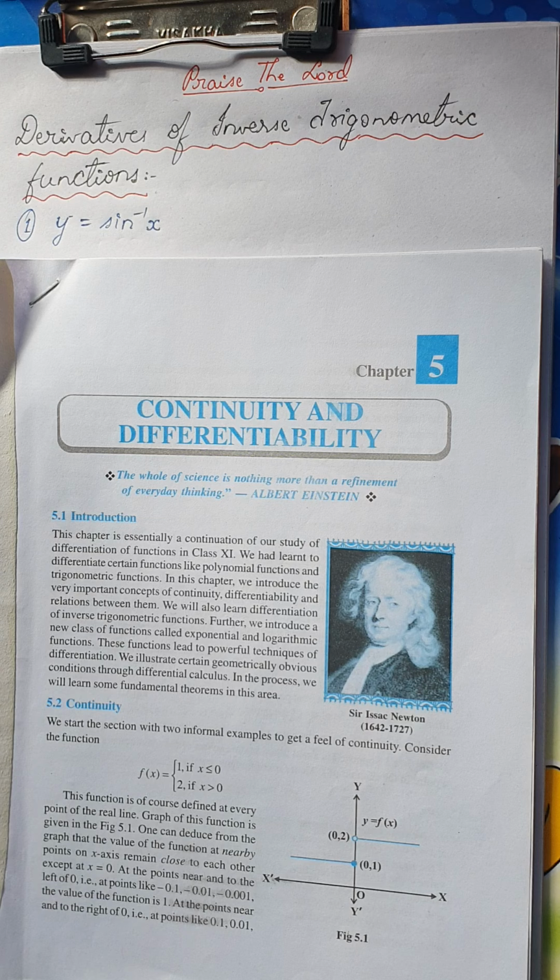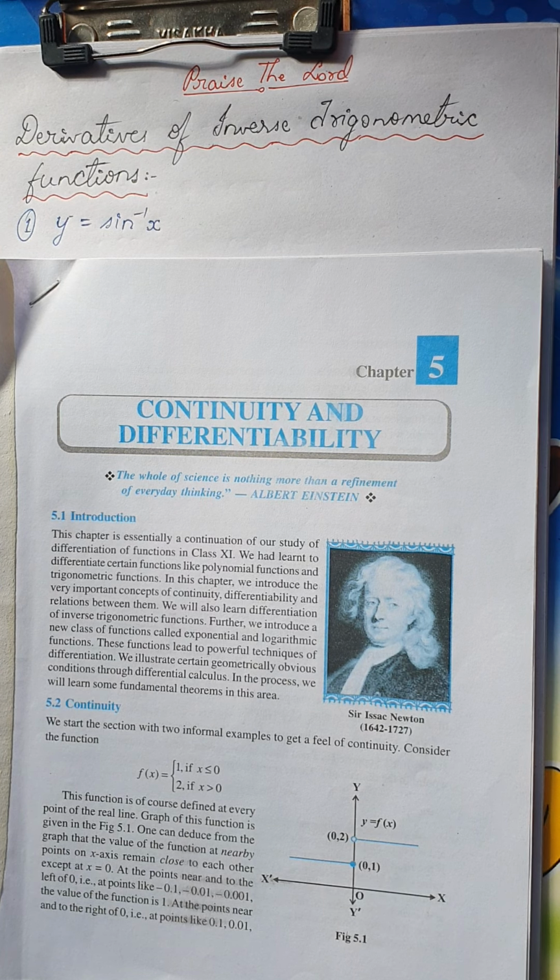Friends, we have already studied the concept of differentiation of implicit functions in the previous session and also solved many exercise problems on implicit function differentiation from exercise 5.3. Okay, so in this new session we are going to see the derivatives of inverse trigonometric functions. We all know there are 6 inverse trigonometric functions, which are sine inverse x, cos inverse x, tan inverse x, cosecant inverse x, secant inverse x and cot inverse x, isn't it?